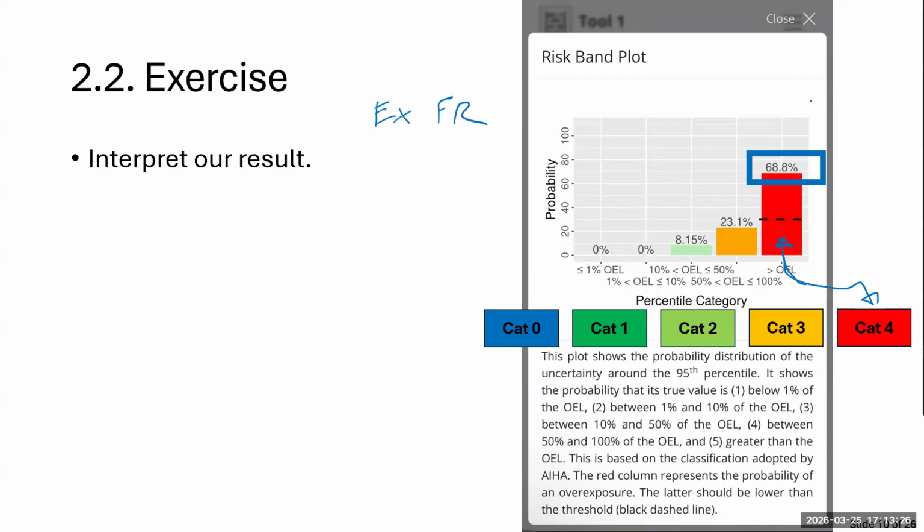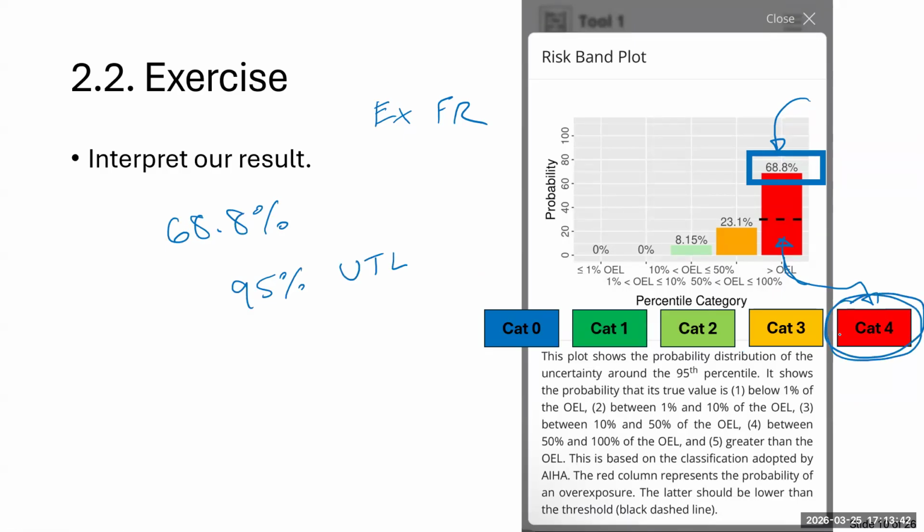Here, what we would say is we are 68.8% confident that our 95% UTL is inside category 4. So you could word that a different way. You could say there is a 68.8% chance or probability that our 95% UTL is in category 4.